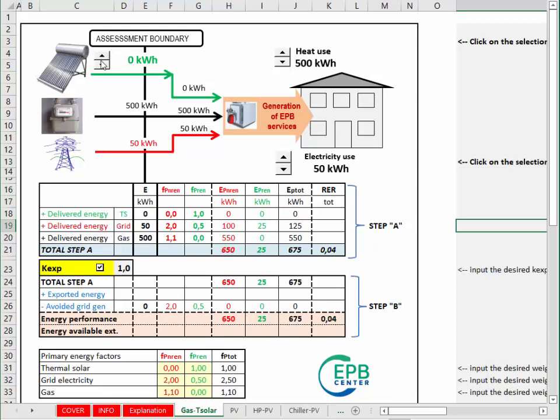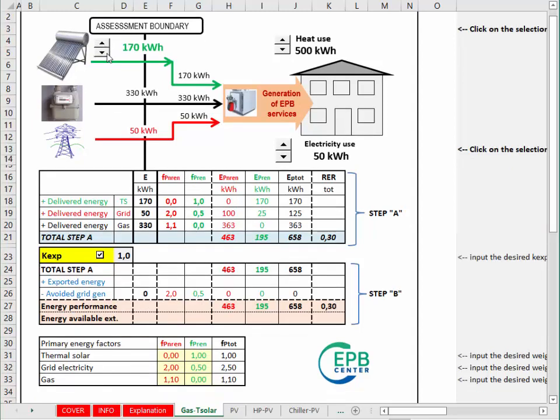Now, if we add some contribution by the thermal solar system, of course the contribution of the boiler reduces, and since we are replacing a contribution by a fossil fuel with thermal solar, the renewable energy ratio increases when you increase the thermal solar contribution.